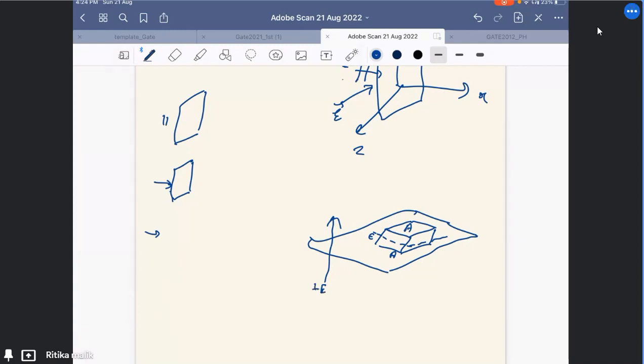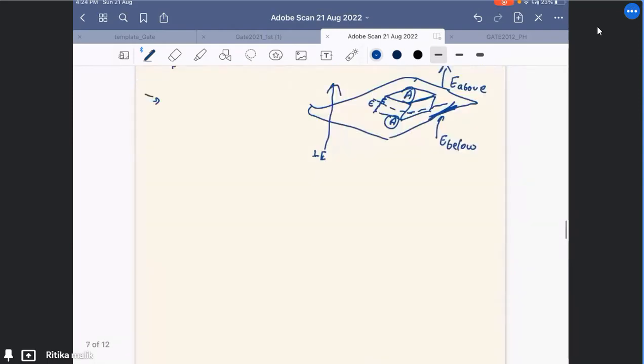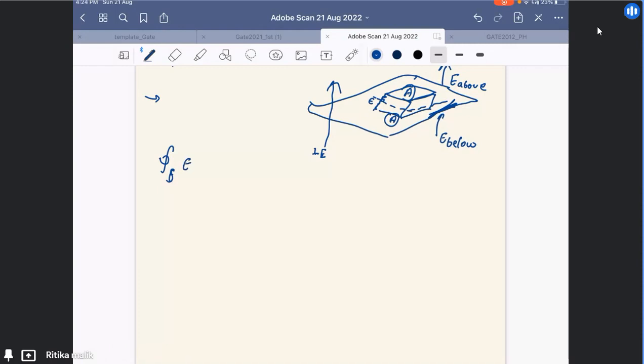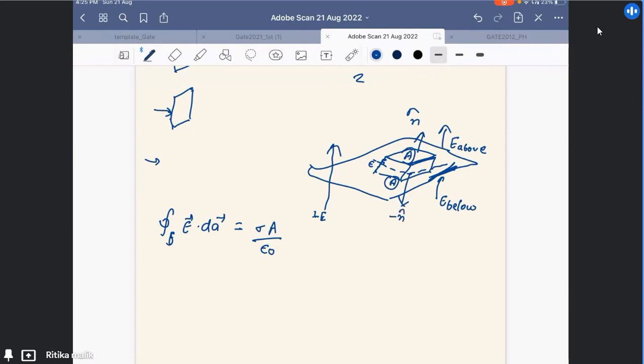For that case, the component due to the epsilon width is not going to contribute. Only the upper and lower parts of this Gaussian box are going to contribute. So the electric field from the upper part is E above, and the electric field from the lower part is E below. We have to see how it is going to change at this interface. So using the same Gauss law, which says that the integral of E vector dot dA is equal to sigma A upon epsilon naught. For the upper surface, the area vector is in the n-cap direction. And for the lower surface, it is in the minus n-cap direction.